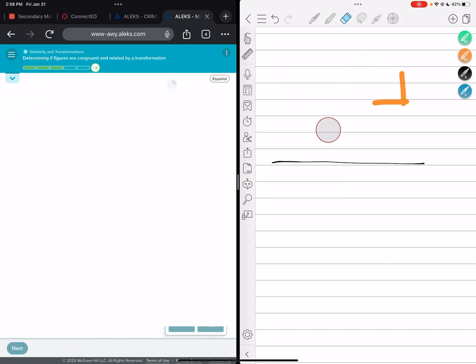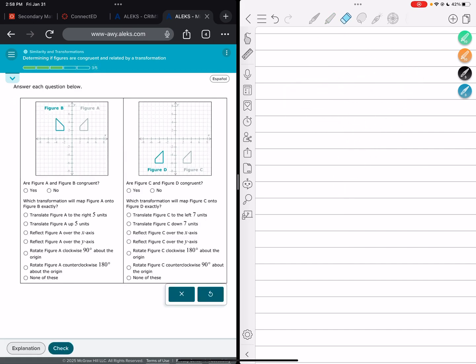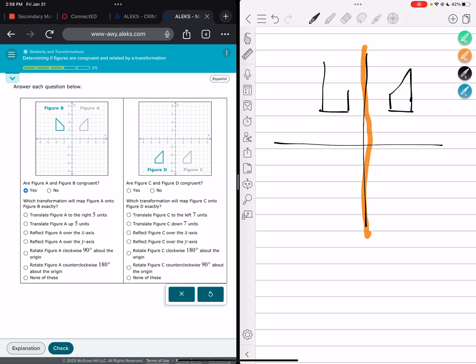All right, and doing this one last time, we can see that B and A are congruent, so I'm going to pick yes. If I were looking to go from A to B, again, they're facing different directions, so I know it's not a translation. However, if I reflect it just like I did the last guy over the y-axis, I'd see the short guy stays in the middle, long one goes on the edge, which is what B does. So I'm going to reflect over the y-axis. D and C are indeed congruent, so we're going to say congruent.